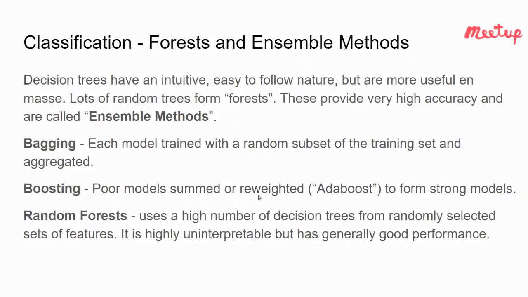So lots of random trees form forests, and these provide very highly accurate results. These are called ensemble methods. There are different ones. They don't all apply just to trees. They can apply to other machine learning methods as well. The first one's called bagging, where you train with a random subset of the training set. So you take some of the training set, select it at random, train your model with it, and then you aggregate them all up.